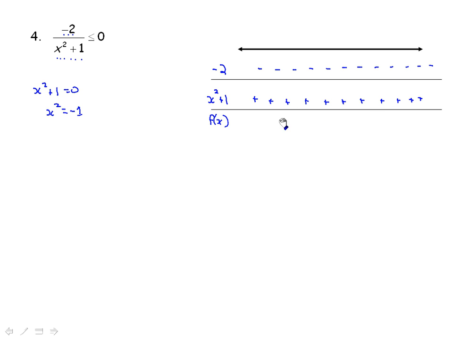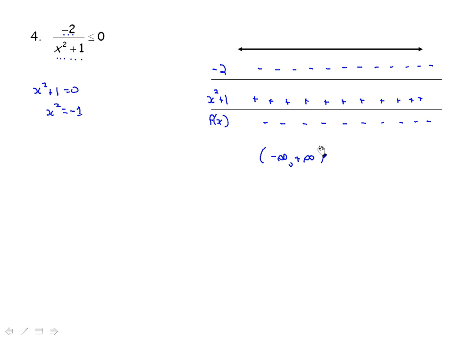So it means that this entire expression is going to be a negative numerator divided by a positive denominator, which means the function is negative everywhere. So that means that the answer is negative infinity, all real numbers, all the way up forever. So kind of a special case.